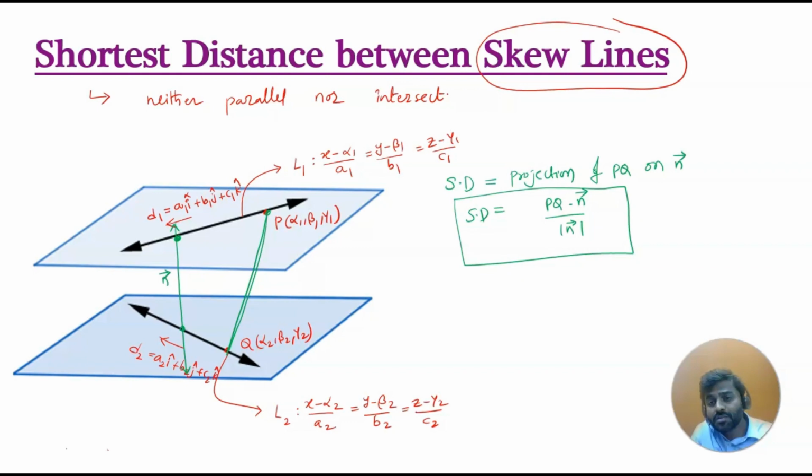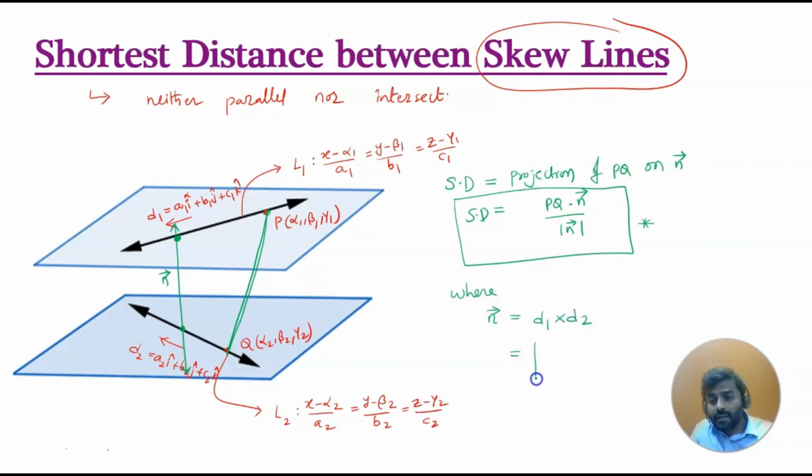In many reference books they will tell it differently, but if we remember this small formula, then we are able to find the shortest distance between skew lines. All the JEE questions we can solve. Here you need to note what n bar is. N bar is the vector which is perpendicular to both d1 and d2. So d1 cross d2 will be your n bar.